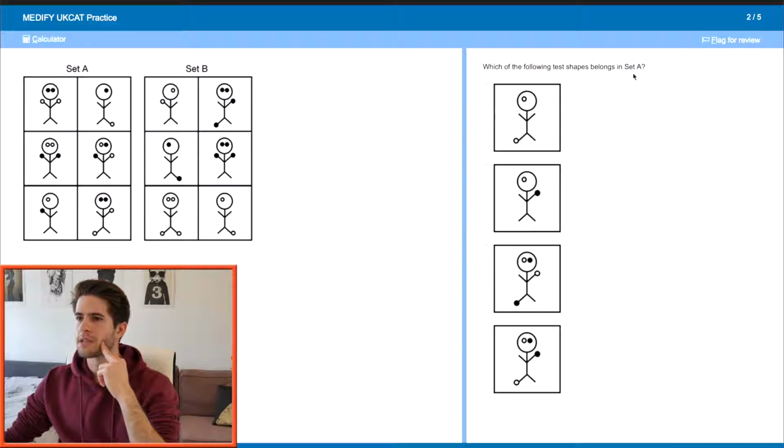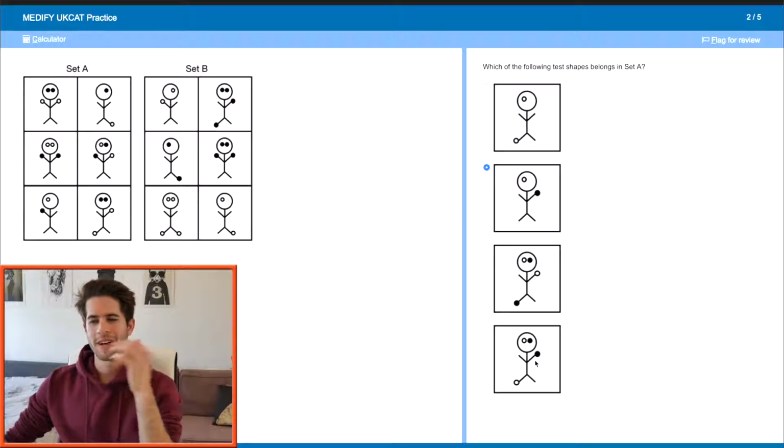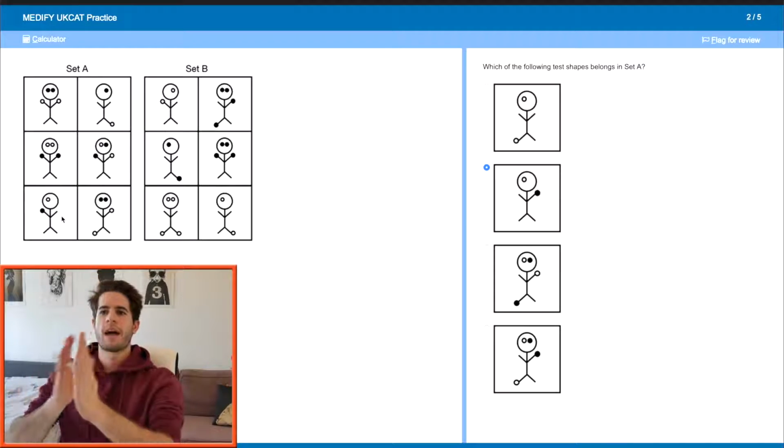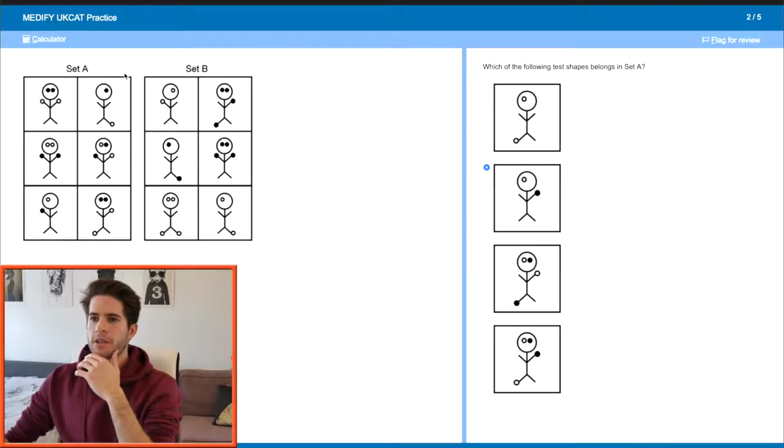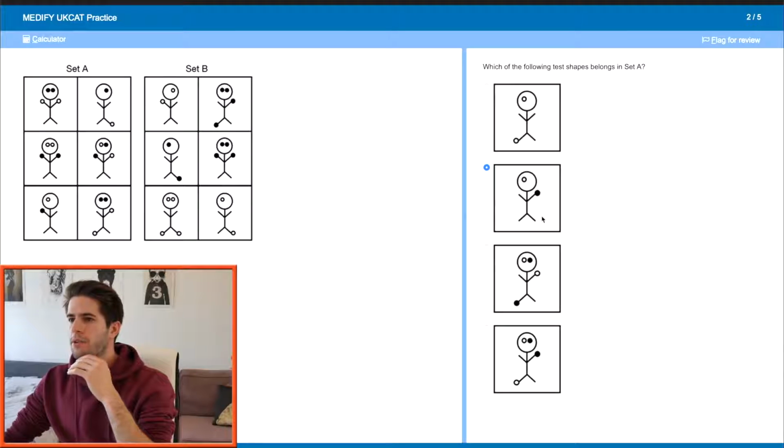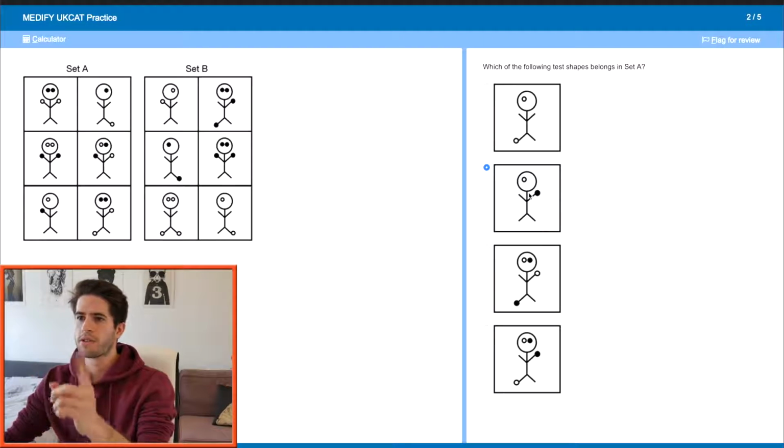Which of the following test shapes belongs in A? So this could be the case, this could be the case, and this could be the case. So now we know that there's at least something missing to our rule. What else can I see? There's never black and black on the same half vertically. So here we can see on the right half, there's black and white, there's black and white, there's black and white. So here I'm going to look for something. So these are on opposite sides, black and white, which is never the case. This is on the same side, so no, this is it.